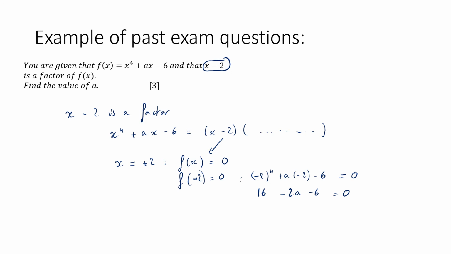So I'm going to move the 2a to the other side. So 2a equals 16, take away 6 is 10. So you have a equals 5. And you have finished. You've banked 3 marks.